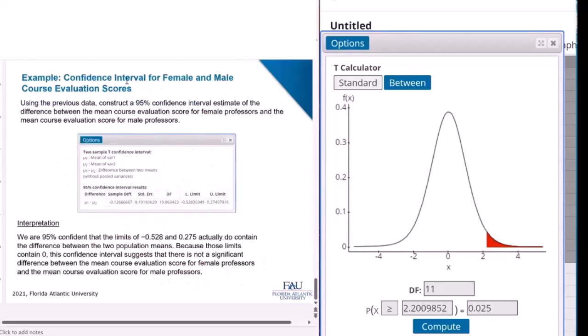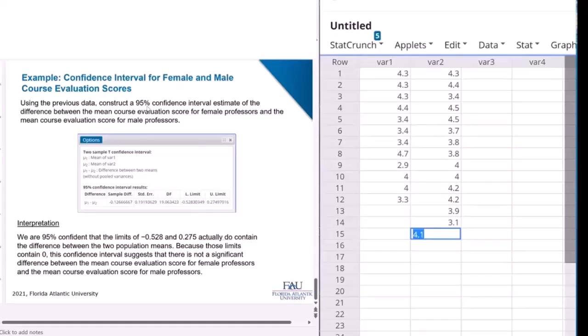Another example, we're going to use a confidence interval for male and female course evaluation scores. Using the previous data, which we already have here, we're going to construct a 95% confidence interval estimate of the difference between the mean course evaluation scores for female professors and the mean course evaluation scores for male professors.